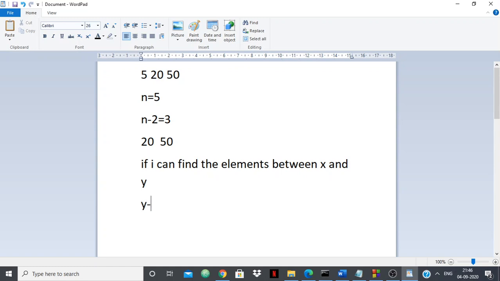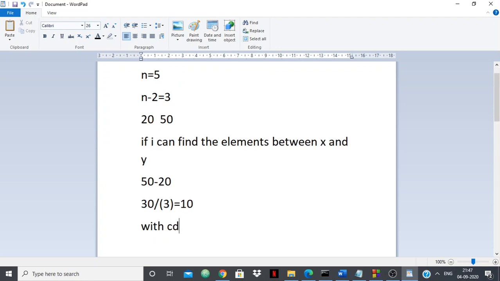So if I want to find n minus 2 elements between x and y with a common difference, how will I check that? I'll say y minus x, so that is 50 minus 20, that is 30. So 30 by 4, which is n minus 2 plus 1. So that is 4. So 30 by 4, is it divisible? No, it's not divisible. So I cannot find n minus 2 elements. So I will see if I can find n minus 3 elements. So that will be 30 by 3. So I can find 2 elements. So 30 by 3 with a common difference of what? 10. So with CD equal to 10, meaning common difference as 10, I can find 2 elements.